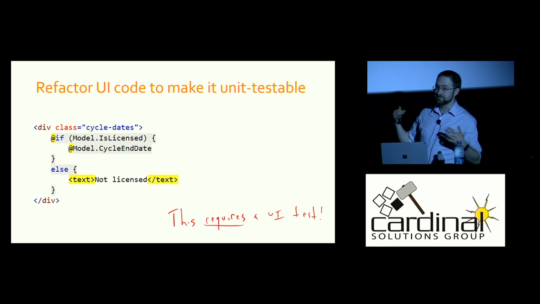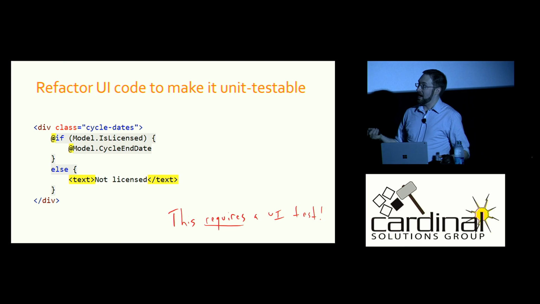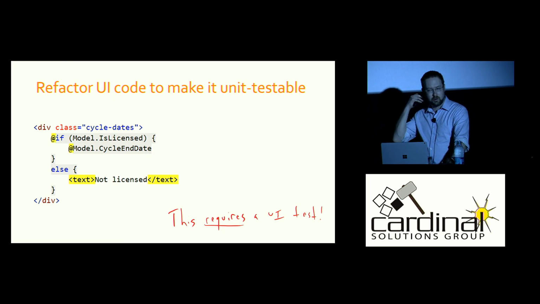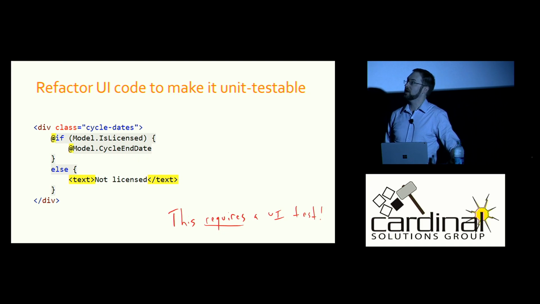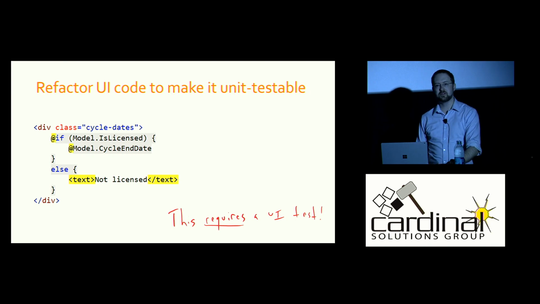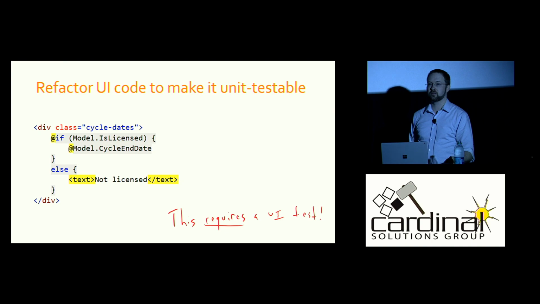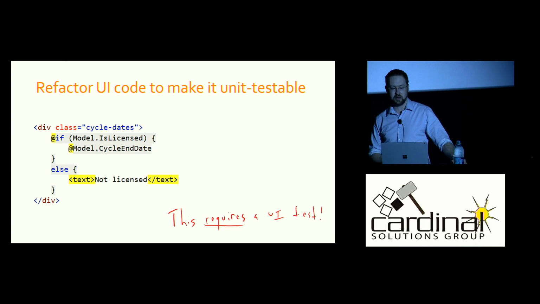Very, very common type of thing. My app deals with licensing and credentialing, certification. So the My Account page might have the rule that if the user has an active license, then we want to show it to them. And if they don't, we want to say not licensed or something along those lines, right? Very easy to write in some kind of view code. 30 seconds and you're done.